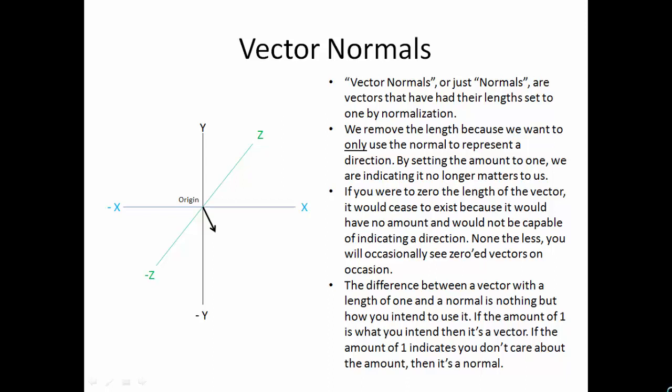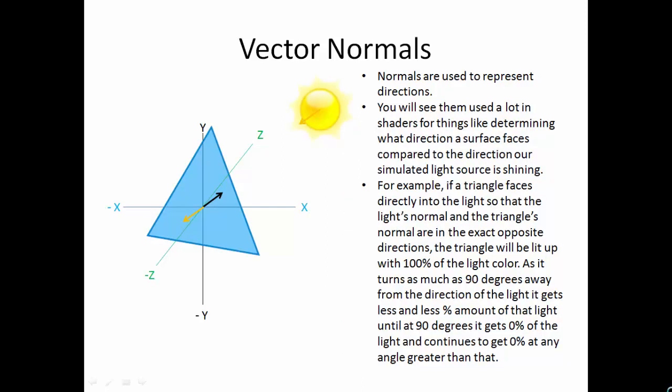And it's not necessarily enforced. You could get into a bug or something where you chose the wrong thing there. But the difference between a normal vector and a vector that just happens to have a length of 1 is entirely based on what your intent is when you're using it. One of the main ways that you'll see vectors used as normals is representing directions, especially in shaders, to calculate light or lighting. You'll see them used a lot in shaders for things like determining what direction a surface faces compared to the direction the simulated light source is facing.